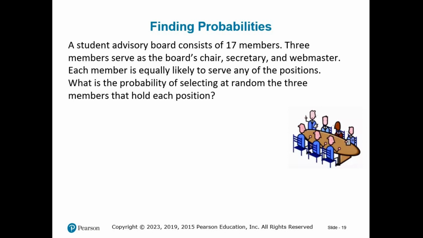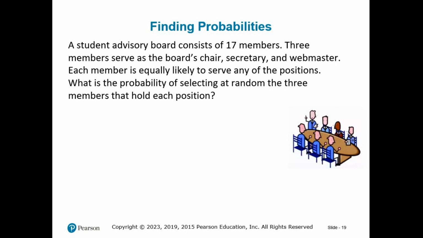So the first question to ask is whether order is important. Even though we see the words equally likely and at random in the question, it actually wants to know if we can pick the 3 members that hold each position, which is order specific. So this is a permutation problem.